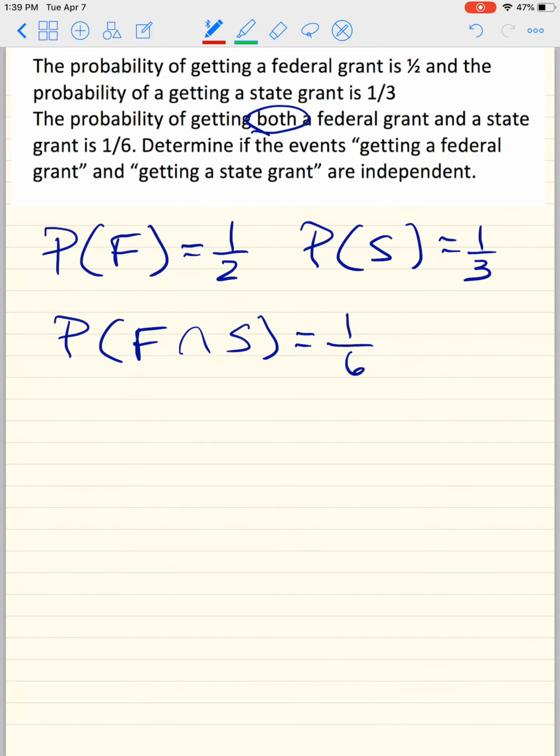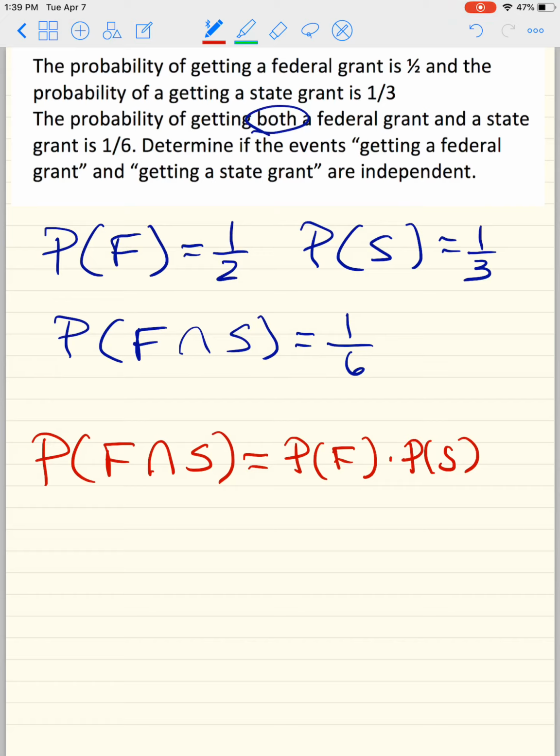Well, in order to determine if two events are independent, you're just going to see if the intersection of the two events is equal to the product of the two events. So this guy here is 1/6, this guy here is 1/2, this guy here is 1/3. Remember, in order to multiply fractions, we multiply the numerator times the numerator, so 1 times 1, and 2 times 3 is 6, so that's 1/6. So in fact, federal grant and state grant are independent. In other words, if you got one of them, then that's not going to affect whether you're going to get the other one.